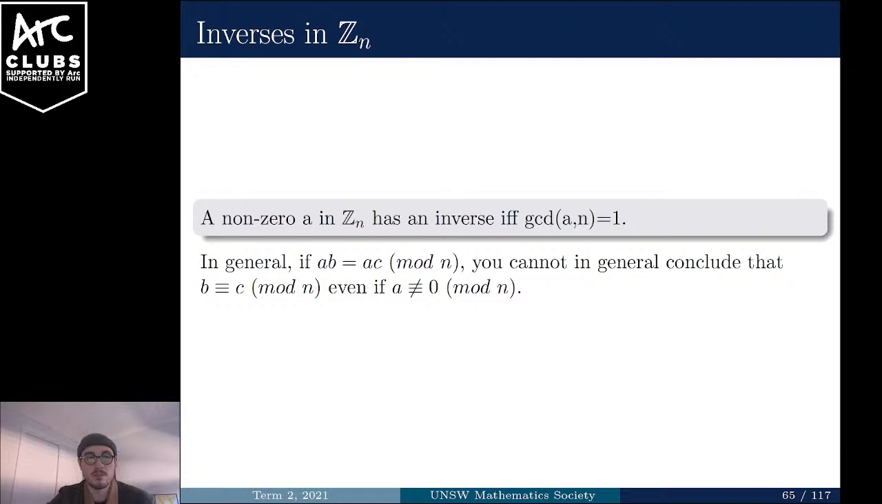Cool, let's talk about inverses. So, inverses in Zn. It says here a non-zero a in Zn has an inverse if and only if the GCD of those two numbers is 1. We talked about this before. We said the GCD of two numbers being 1 means that they're relatively prime. When we're talking about this, we want to make sure that all the numbers that are relatively prime to n are going to have their own inverse.